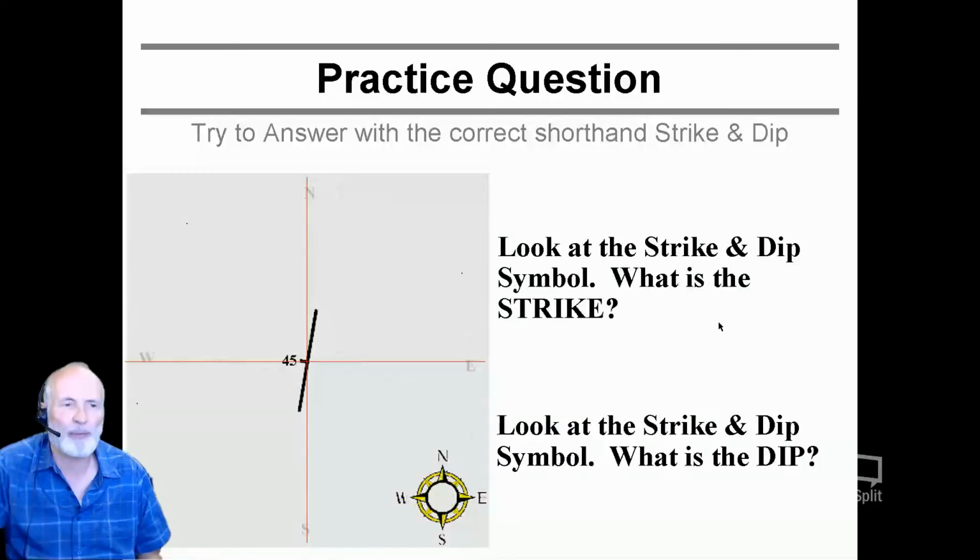Okay, I got a little practice question for you. Here's a strike and dip symbol. I've given you faintly an outline of the compass designation here. And so using a quadrant notation, which is preferred with the northern quadrants, what is my strike and what is my dip? You may pause the video and I will give you the answer in a second.